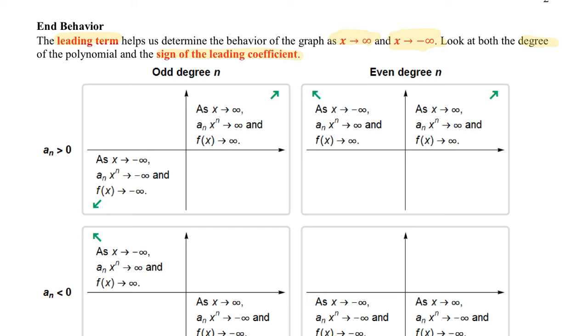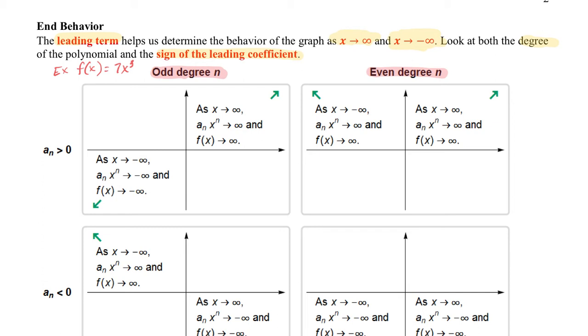So on the left, we're going to talk about if the degree n is odd, and on the right, we're going to talk about what about if the degree n is even? All right, so let's begin with odd degree polynomials. Well, the odd degree polynomial that you are most familiar with at this point in the semester is a cubic. So let's just use a cubic. Let's say f of x equals 7x cubed. We know what a cubic looks like, right? And so I can use that to start to break this down.